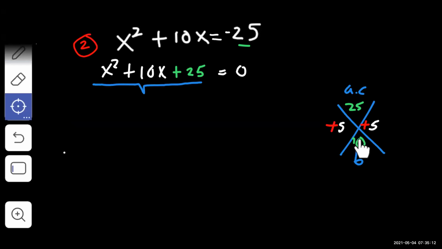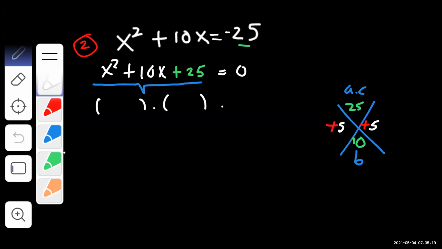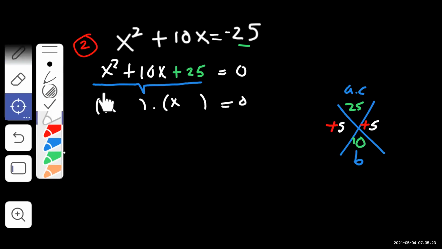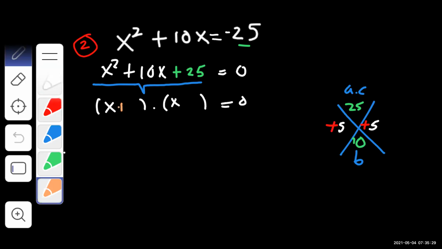5 and 5, positive 10. Okay, it's working. This is how we factor this: this times this equals 0. X squared is factored as x and x, and then you just copy this, plus 5 and plus 5.